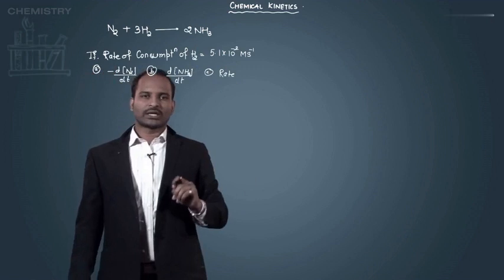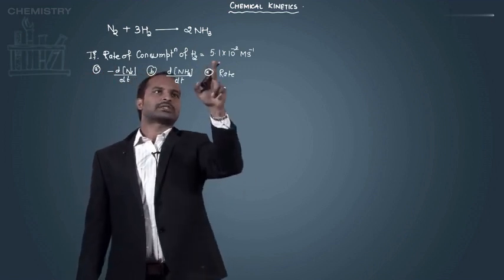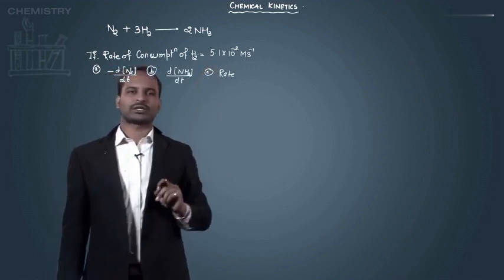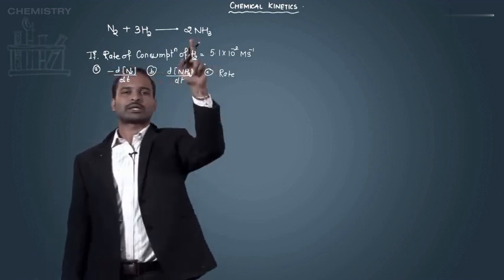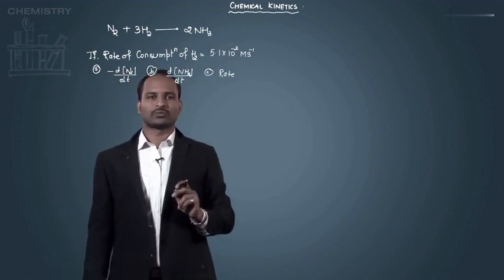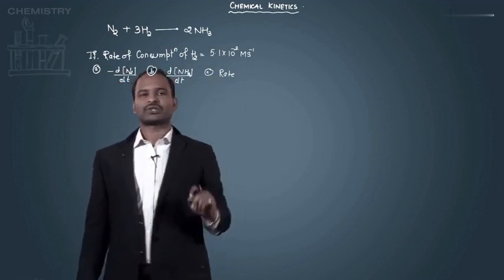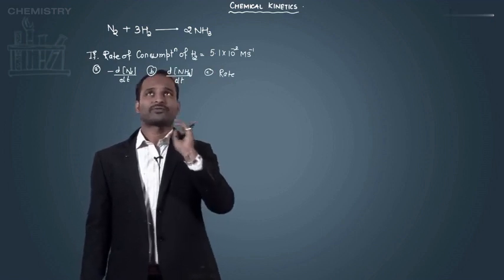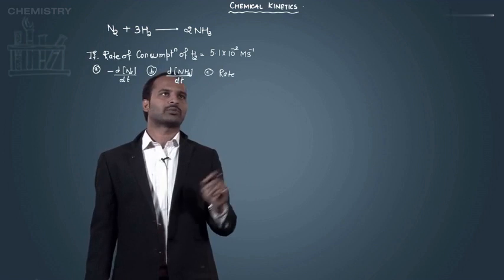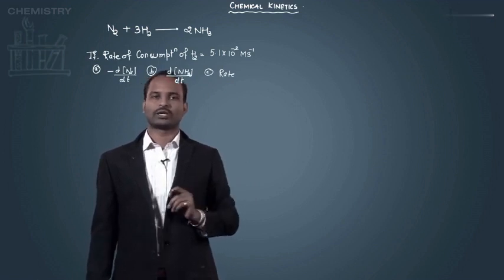With what speed is ammonia forming? Simply I will say this is for 3 moles. So for 1 mole it is 1.7 into 10 raised to minus 2 molar per second. So for 2 moles it is going to be 3.4 into 10 raised to minus 2 molar per second. Rate of reaction is always written for 1 mole of component. So rate of reaction is again going to be 1.7 into 10 raised to minus 2 molar per second.